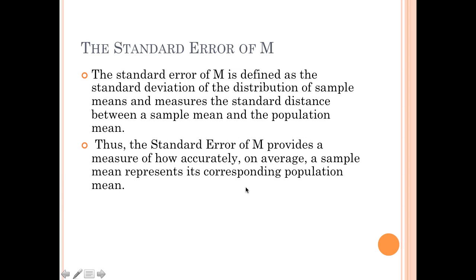Thus, the standard error of the mean provides a measure of how accurately, on average, a sample mean represents its corresponding population mean. So all the standard error of the mean is doing is standardizing all of our samples, if we took multiple samples, and giving us an average of the error, the sampling error.